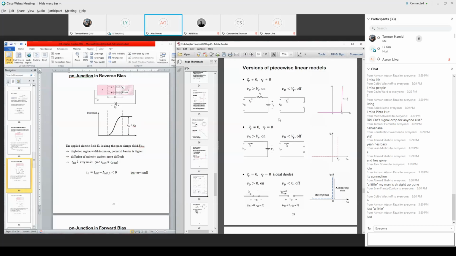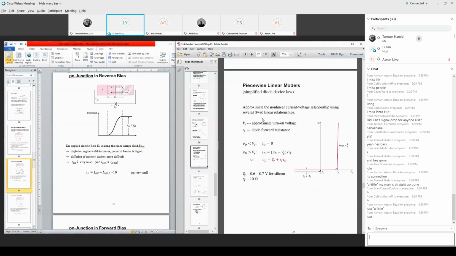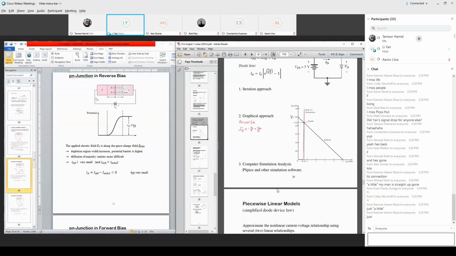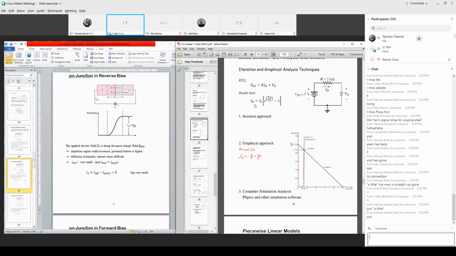No. It said this: it approximates the original nonlinear relationship by two different linear relationships. So this is not truly the true diode. The true diode is the previous equation we got, this one. That crosses the zeros here.